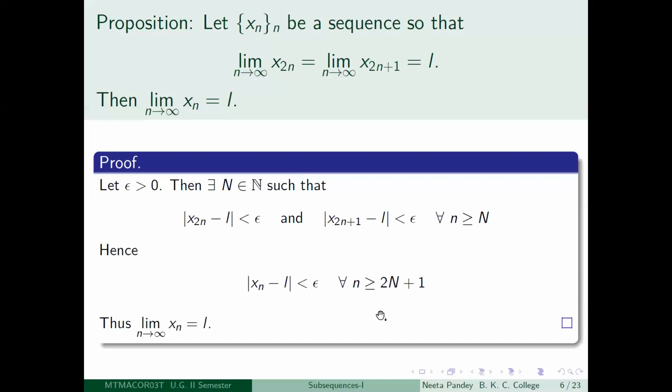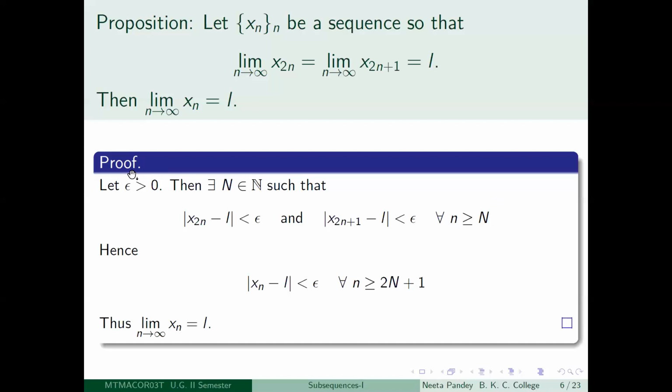2m plus 1 greater than or equal to 2 capital N plus 1 means that m is greater than or equal to capital N. So mod of x_{2m+1} minus L will be less than epsilon. So whether n is even or n is odd, it doesn't matter. Its modulus will be less than epsilon.